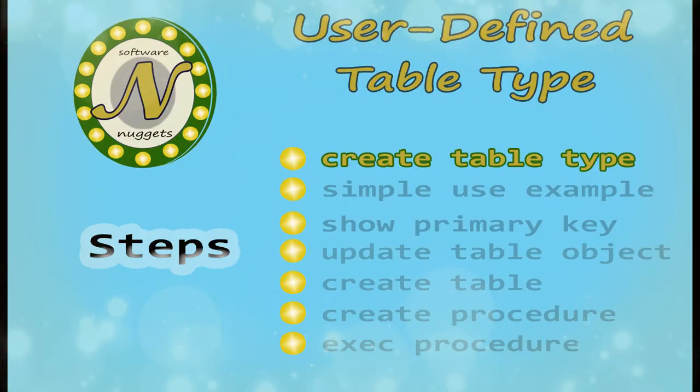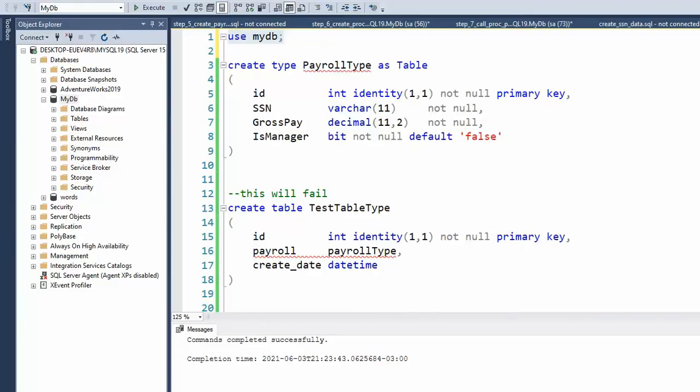As you can see in this slide, there are 7 parts that make up this video. In this first section, we're going to learn how to actually create a user-defined table type. In part 1, we're going to look at creating a type of type table.